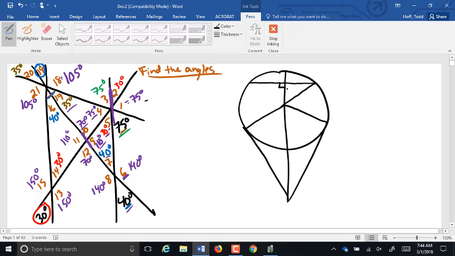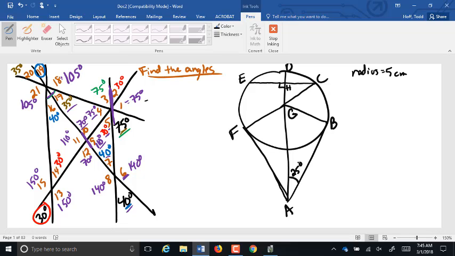I'm going to give you that's a right angle. These are tangents here. I'll tell you the radius is 5 centimeters. We'll give you those points, and I will tell you that this angle here is 25 degrees. What else do I need to tell you?